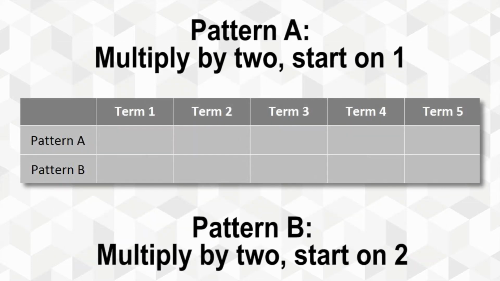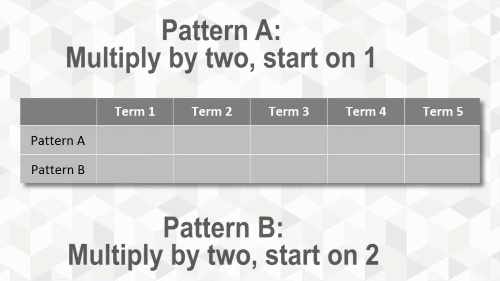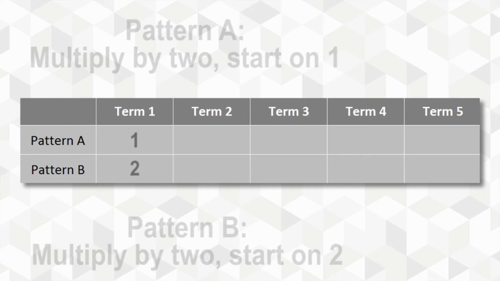Looking at another example, pattern A is to multiply by 2 and to start on 1, while pattern B is to multiply by 2 and start on 2. We will complete both patterns in the same way we completed the patterns in the first example. We will start with the number stated in the rule, 1 for pattern A and 2 for pattern B. Both patterns require us to multiply by 2, which gives us 1, 2, 4, 8, and 16 for pattern A, and 2, 4, 8, 16, 32 for pattern B.